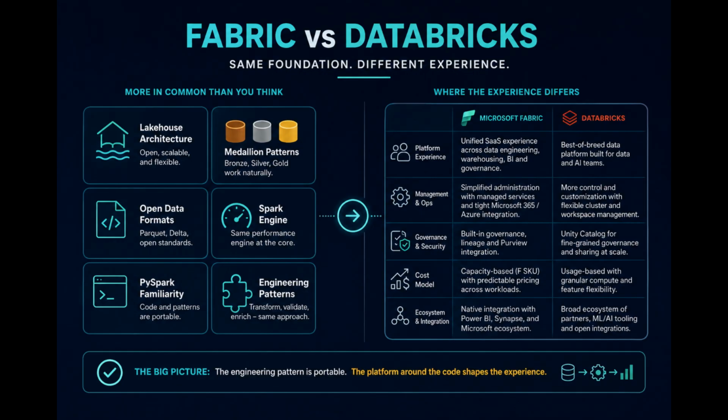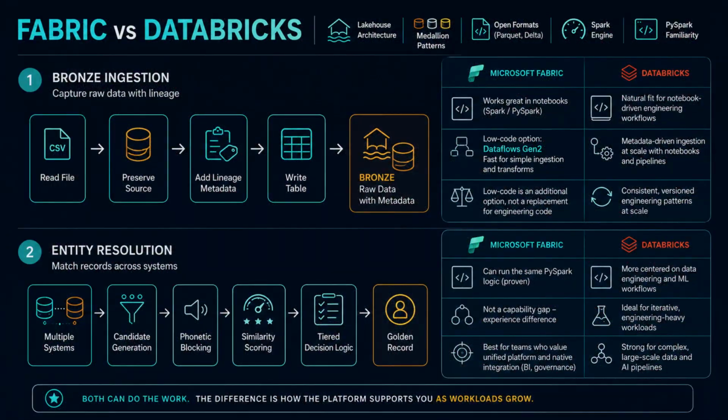Where the experience starts to differ is in the platform around that code. Take the bronze ingestion step we built earlier. Read the file, preserve the source, add lineage metadata, write the table. Databricks fits naturally around that kind of notebook-driven engineering workflow. Fabric can do the same thing in notebooks, as we've just seen. But Fabric also gives you visual options, such as Dataflows Gen2. And that can be really useful for straightforward ingestion and transformation, especially when you want to move quickly.